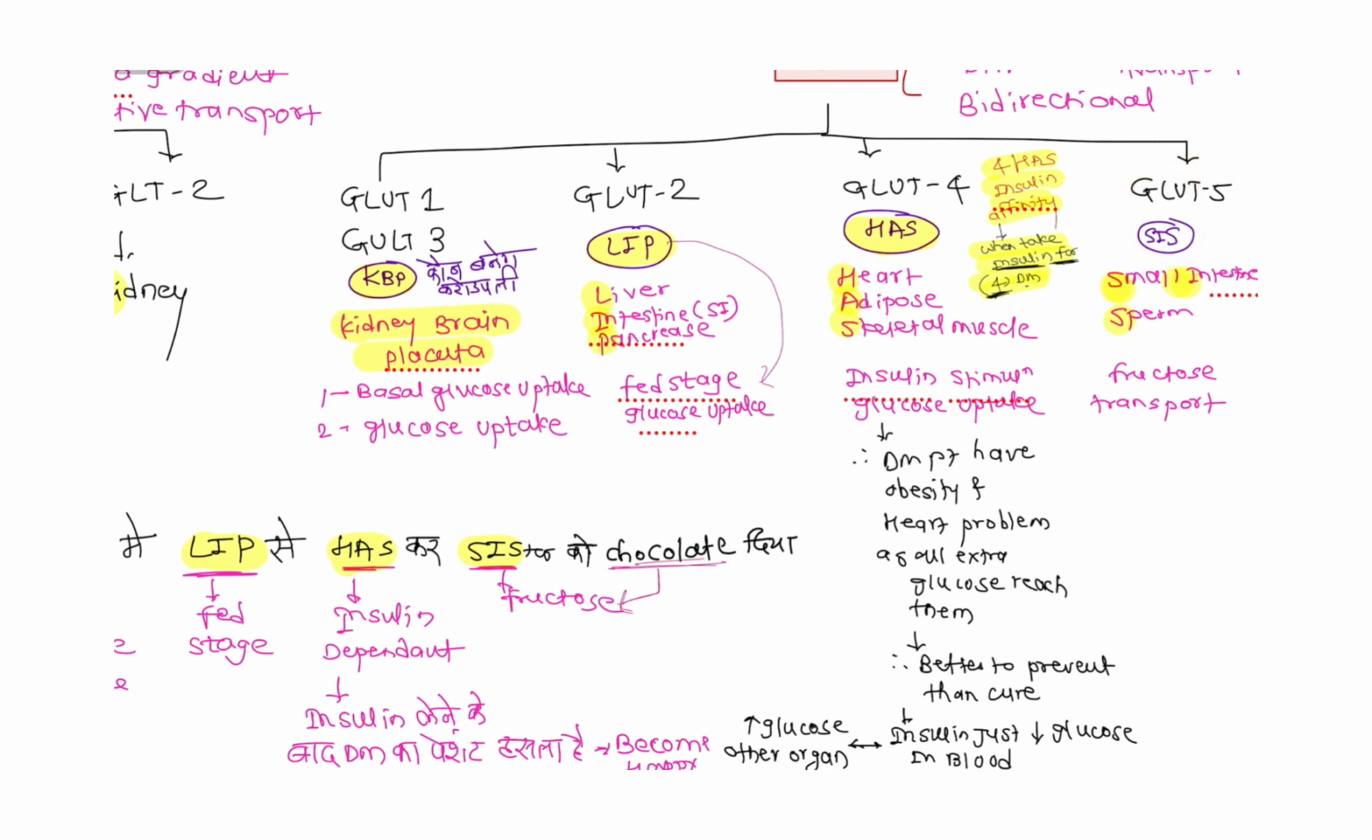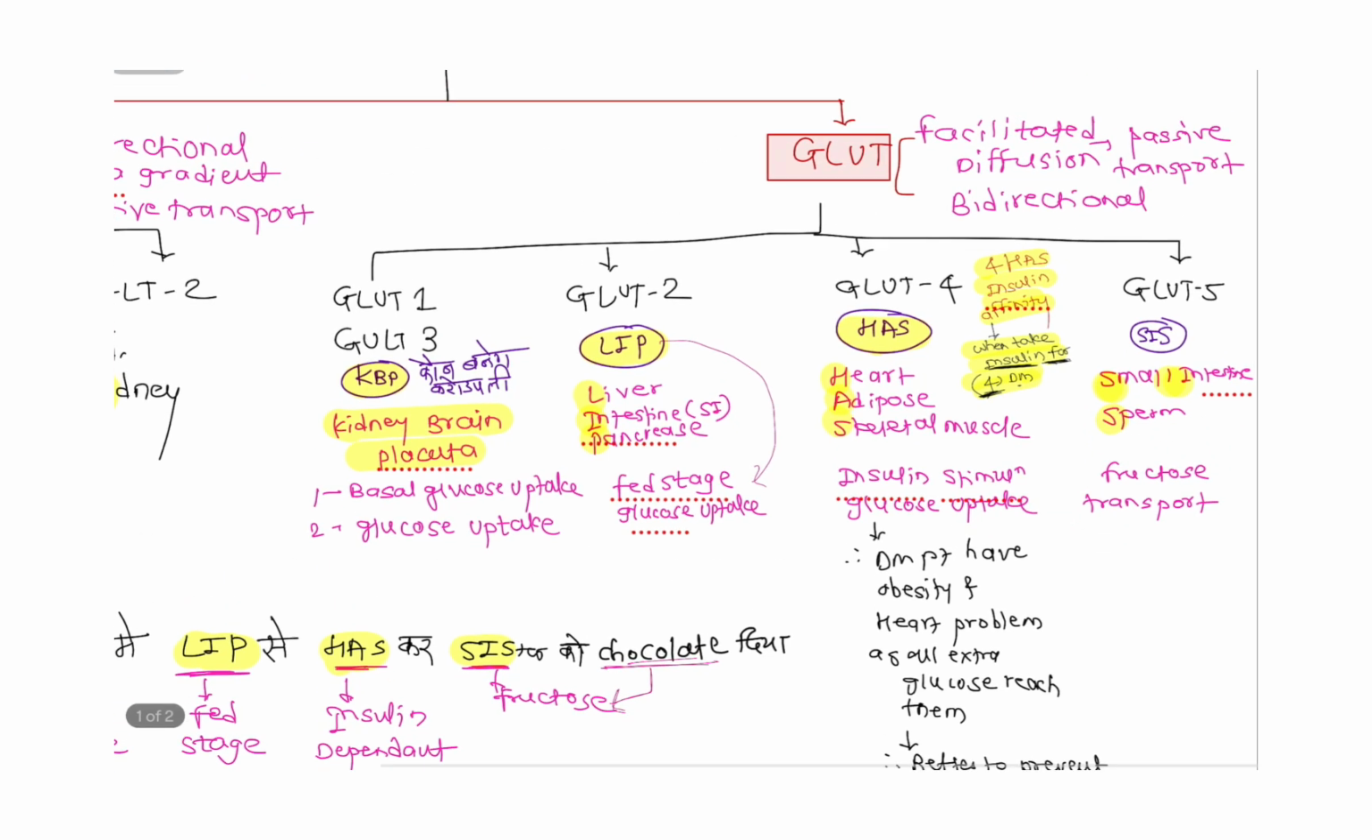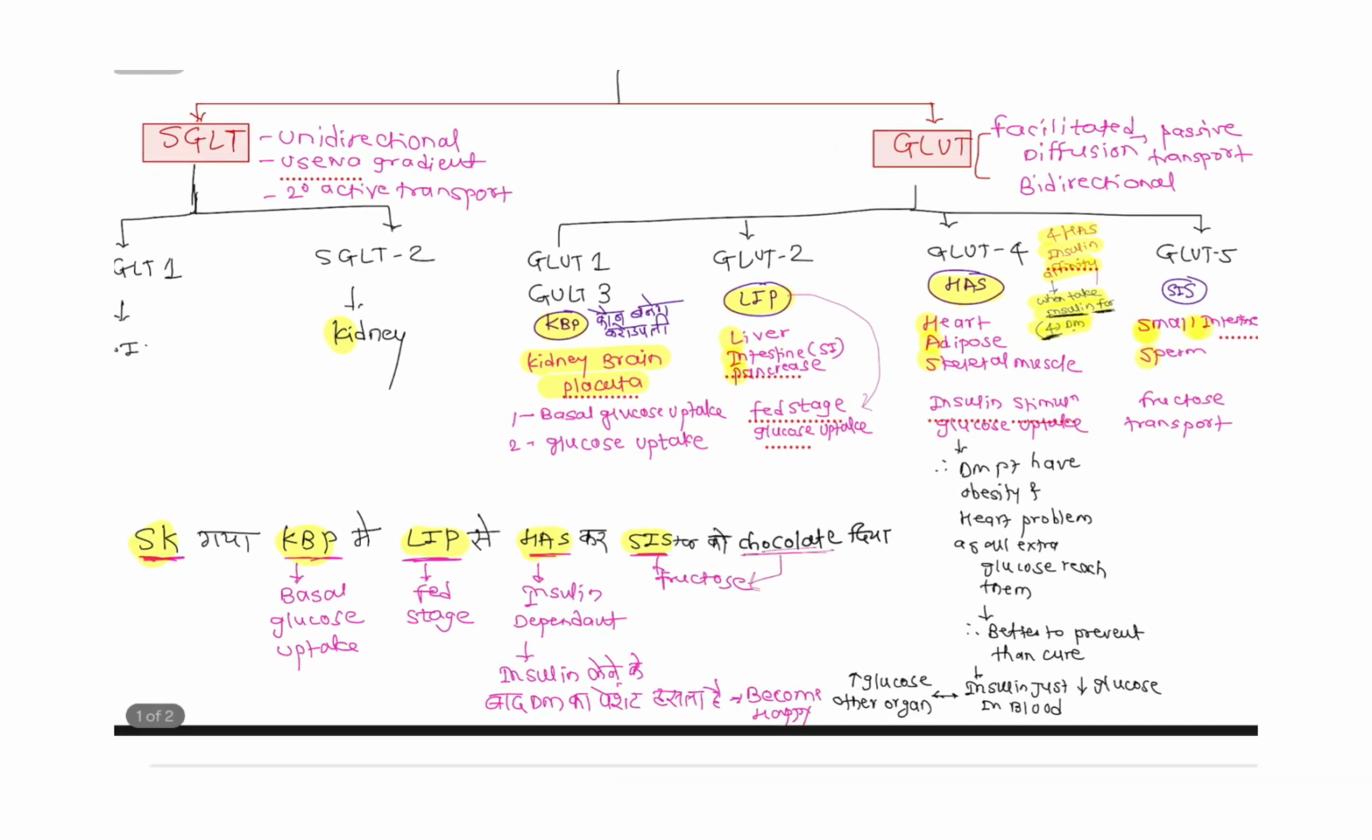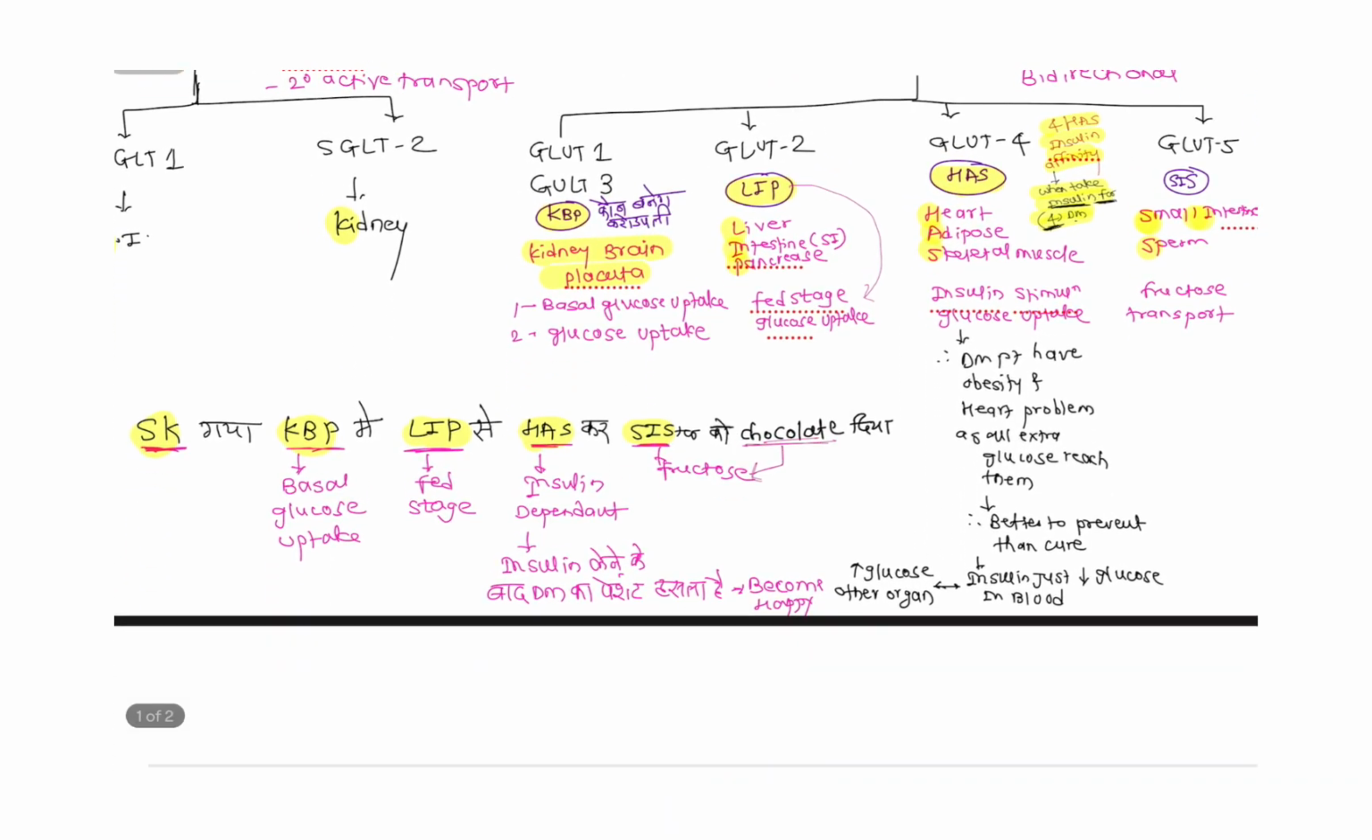And the last one is GLUT5. This GLUT5 is present in the SIS, the small intestine and sperms, and it is responsible for fructose transport. Now to remember all these glucose transporters, I have created the mnemonic: एस गया KBP में लिप से हंसकर सिस्टर को चॉकलेट दिया.